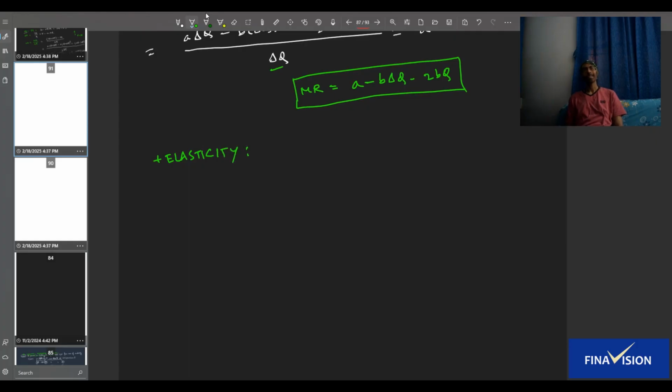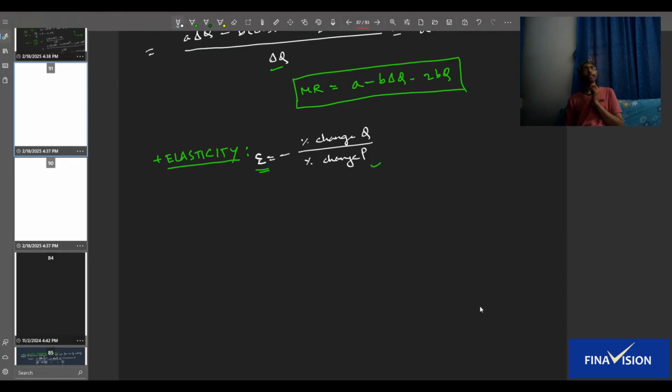Elasticity, we actually mean price elasticity. So elasticity, friends, means the percentage change in demand due to percentage change in price. Elasticity is the percentage change in Q due to the percentage change in price. And because if price increases, demand tends to decrease, we add a minus sign here. And elasticity is denoted by this symbol, called epsilon. So epsilon, elasticity, is equal to minus the percentage change in demand due to percentage change in price.